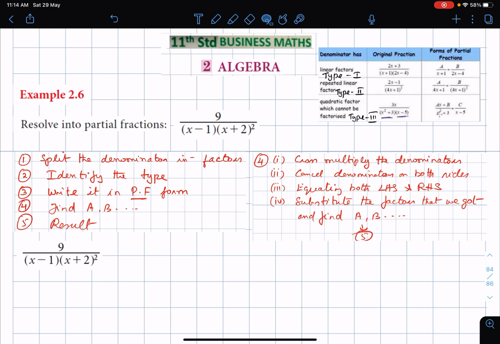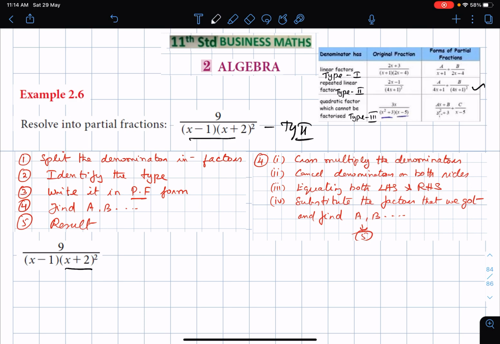We are going to see today example 2.6, resolving into partial fractions. They are given 9 by (x minus 1) into (x plus 2) the whole square. So first we are going to split the denominator, but already they are given in factors. These are in factors, but here your second factor is power 2. So what type is this? This is a repeated linear factor, isn't it? So this comes under type 2.